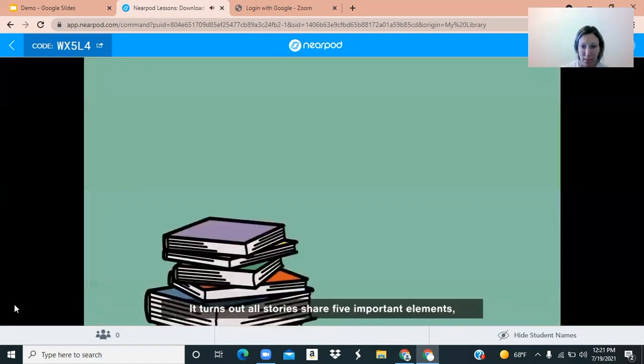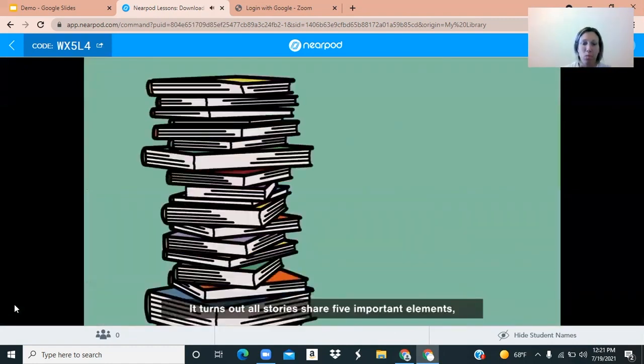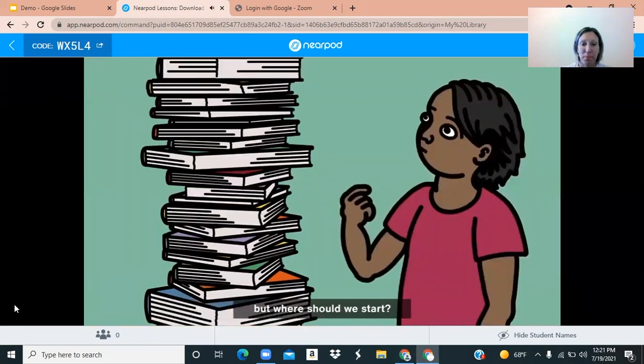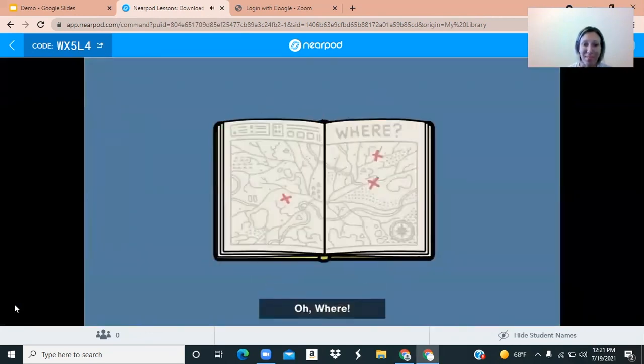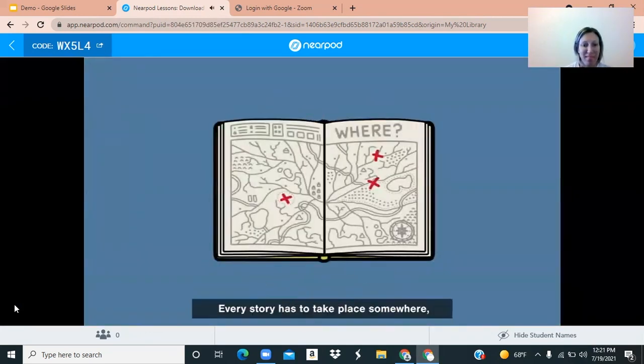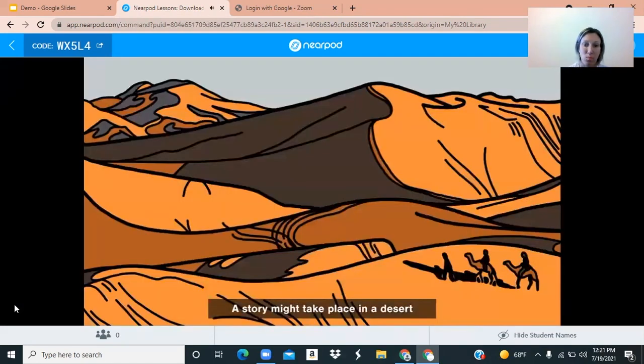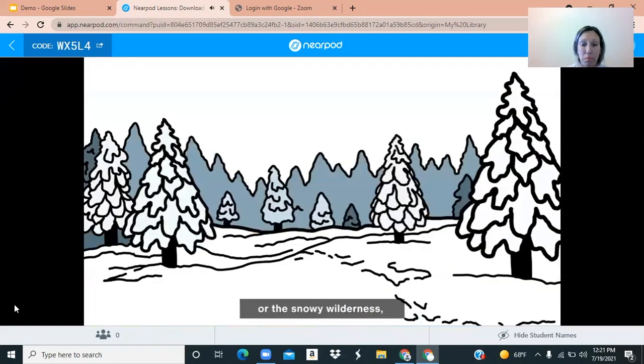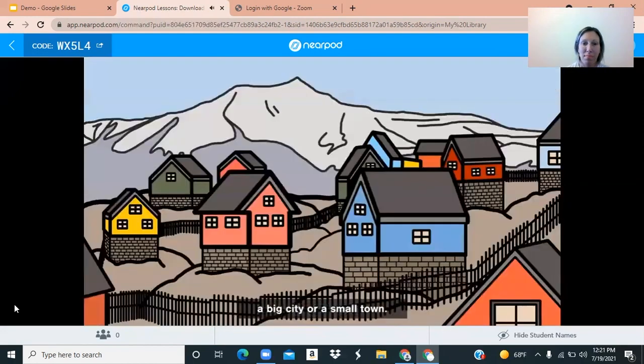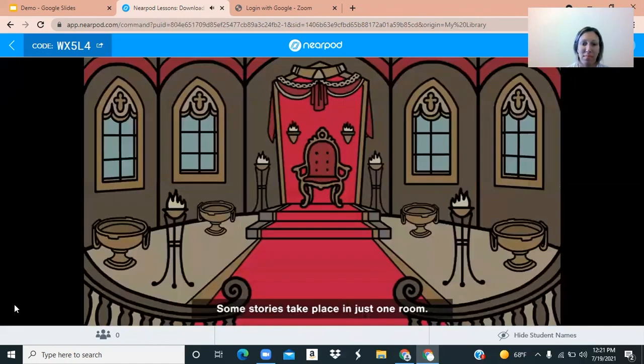It turns out all stories share five important elements. But where should we start? Every story has to take place somewhere, and that somewhere is called the setting. A story might take place in the desert, or in the snowy wilderness, a big city, or a small town. Some stories take place in just one room.